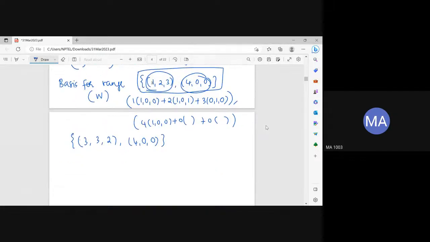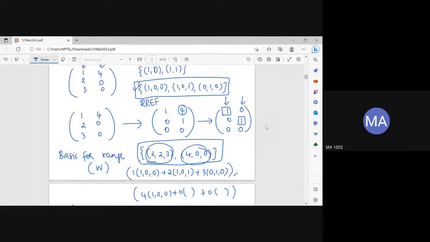Okay, so this is the basis for the range. So what is the range of the linear transformation? You know the basis, right? So it's just the span of this. This is the range of the linear transformation. How will you find out the kernel?